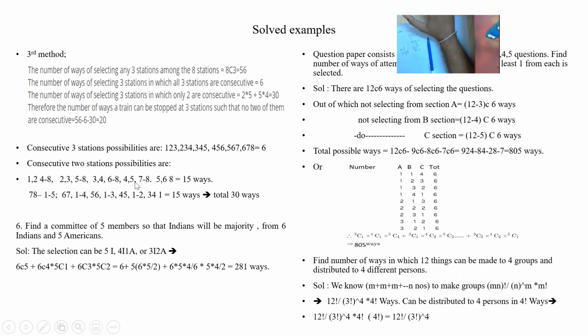So here, out of 3 stations, 2 are consecutive, around 30 numbers. Out of 3 stations, all are consecutive, 6 numbers. So from 8C3, if I minus these 2, I am getting 8C3 minus 30 minus 6, 20. So we can see this is one method.